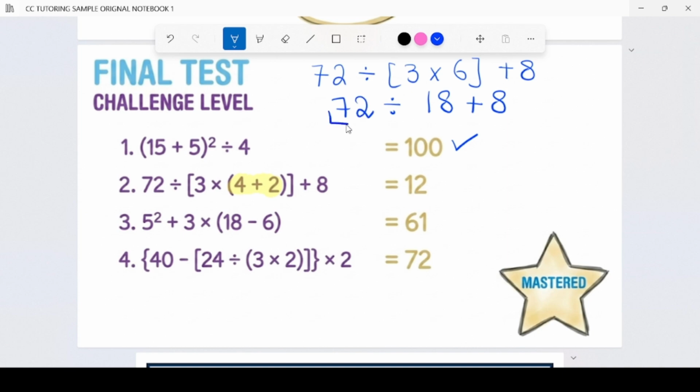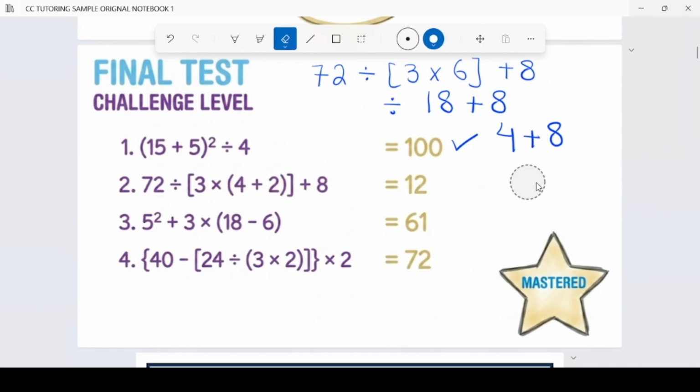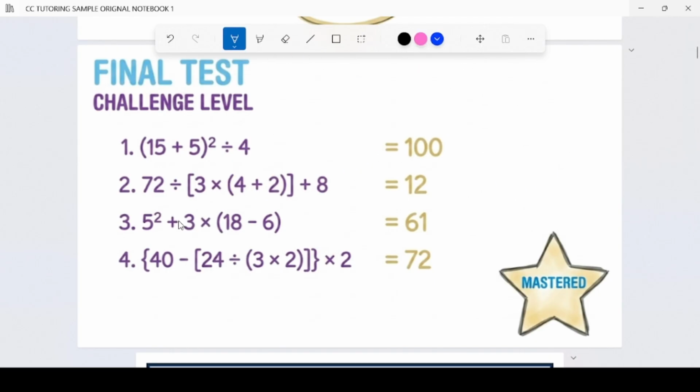According to this situation, I'll solve this first. 72 divided by 18, and we get 4. 4 plus 8, and 4 plus 8 equals 12. So we are having the correct answer as this one. If you want, I'll solve this one as well for you.